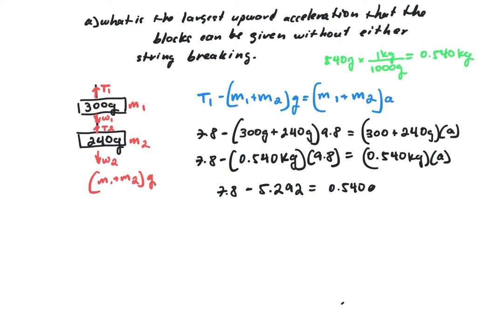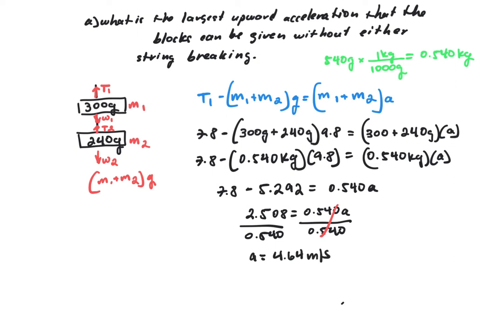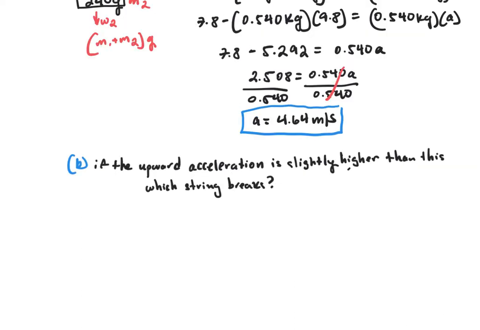0.540 acceleration. So when you subtract these two values, 7.8 minus 5.292, you get 2.508 equals 0.540 times acceleration. So divide that value, the 0.540 cancels out, so you're left with acceleration. When you divide 2.508 by 0.540, you get 4.64 meters per second squared. So that will be our acceleration. Okay, so we're done with part A.